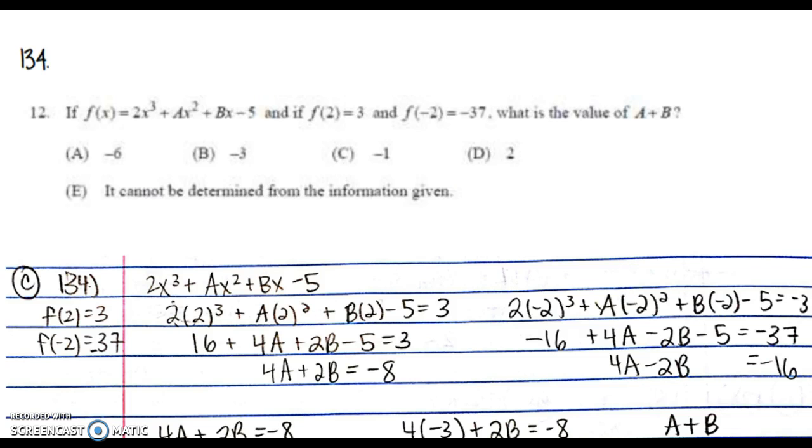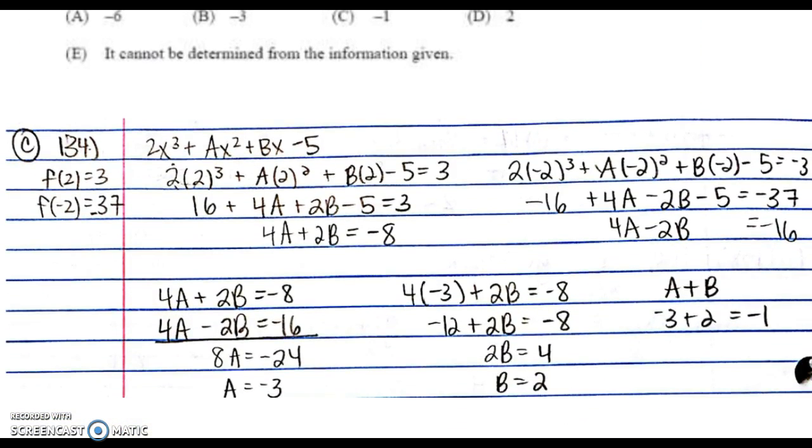You have a function f, and you're missing some information. You're missing an a and a b, the coefficients. What I tell you is f of 2 is equal to 3, so when x is equal to 2, that function is equal to 3. When x is equal to negative 2, the function is equal to negative 37. It wants to know what is a plus b.